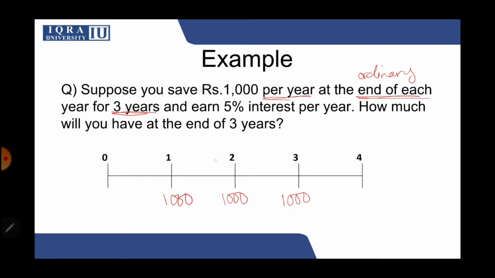Now this 1000 is going to earn an interest of 5% per year. And the question is, how much will you have at the end of 3 years? So what is the future value at the end of the third year? This is basically your complete question.